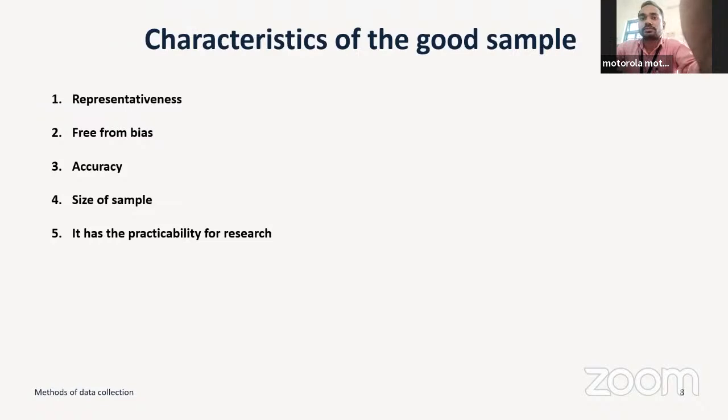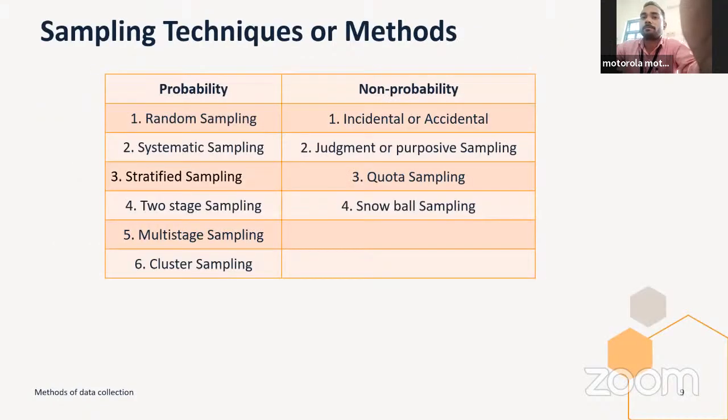Next slide, sir. Okay, so now we will move ahead with the sampling techniques or methods. I hope you understood the basic concept regarding sampling. Now we will discuss the different sampling methods. There are two types or categories of sampling methods. One is probability and one is non-probability.